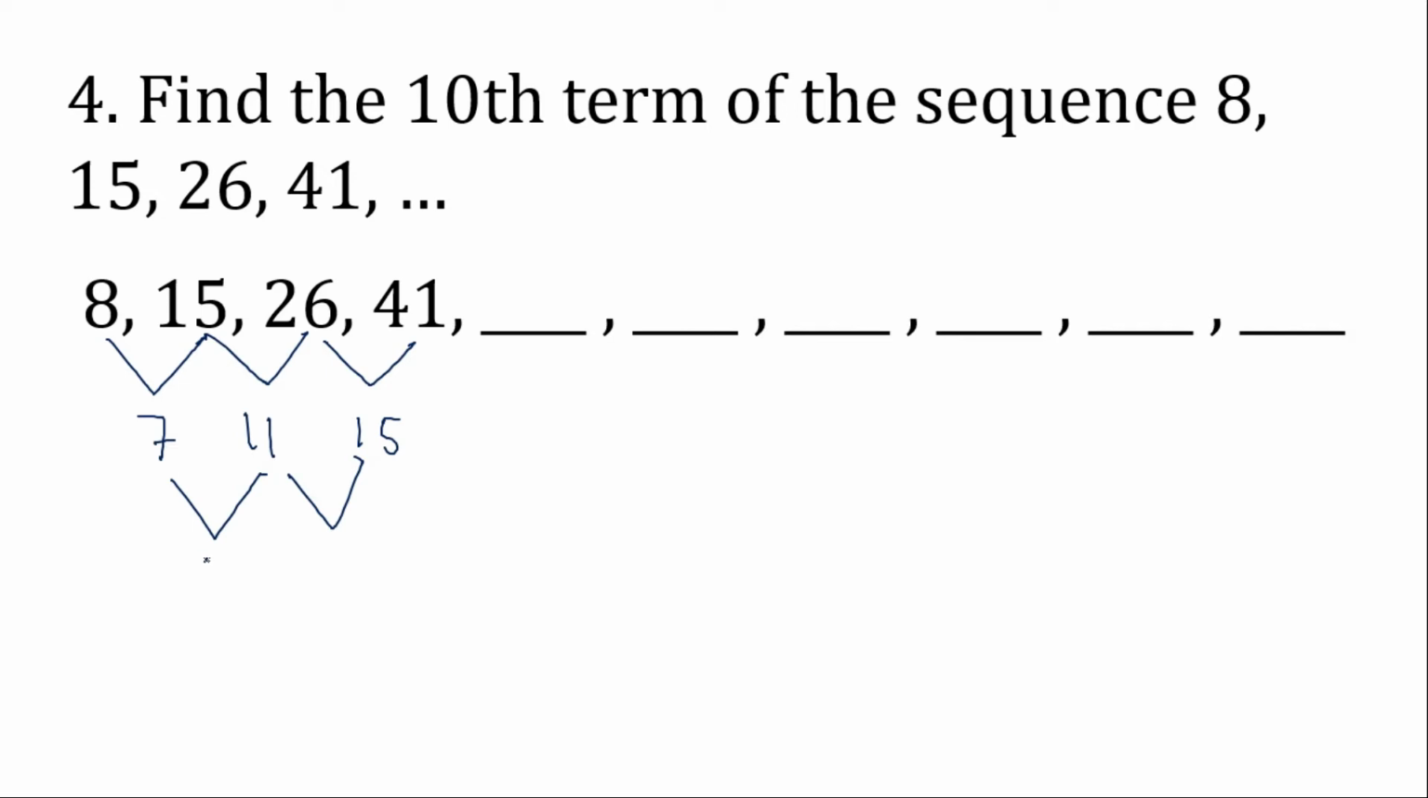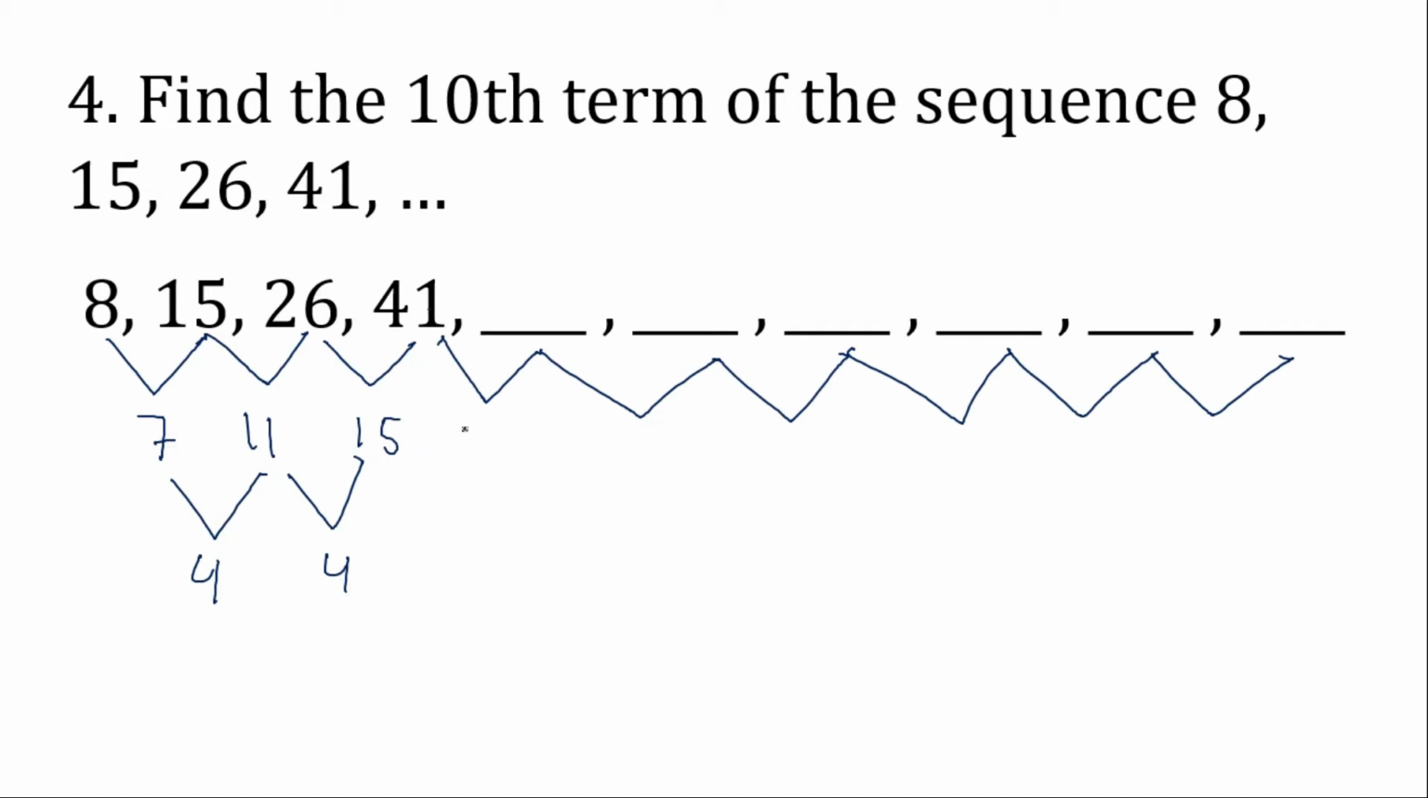So we have 11 minus 7 is 4. 15 minus 11 is 4 as well. So all we need to do is add 4 to the last difference to get the next difference. So let's try to complete our diagram. Okay. Now the pattern is 4.